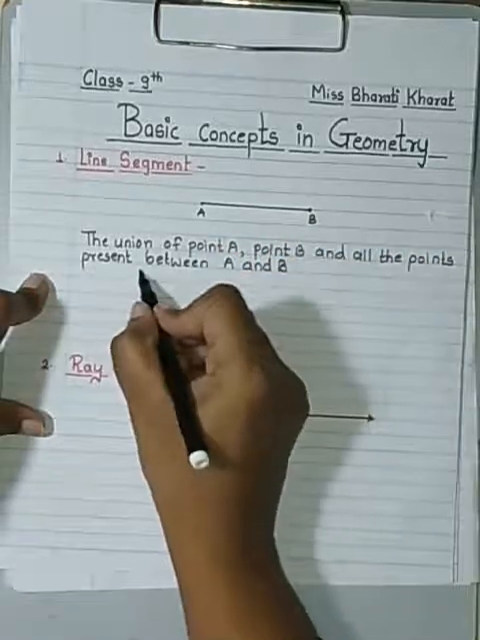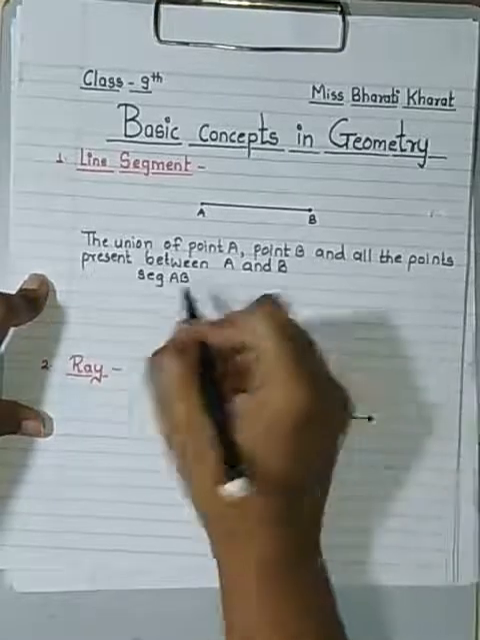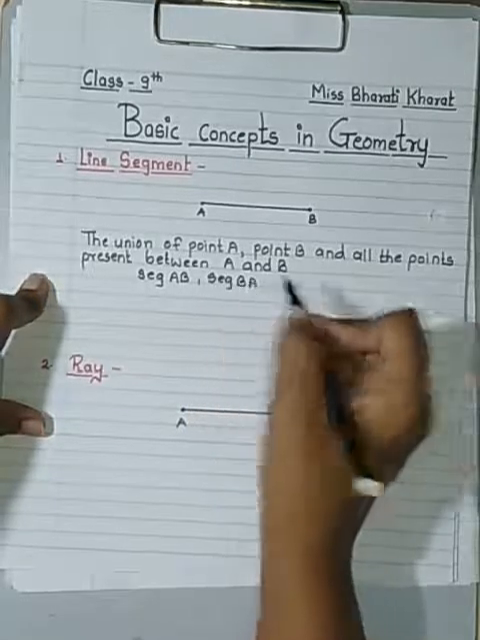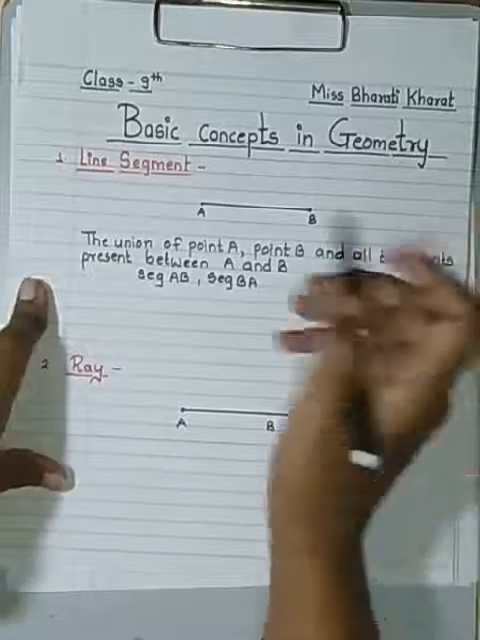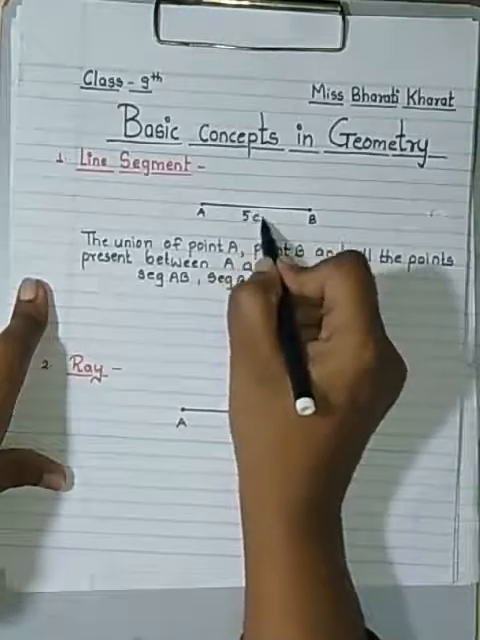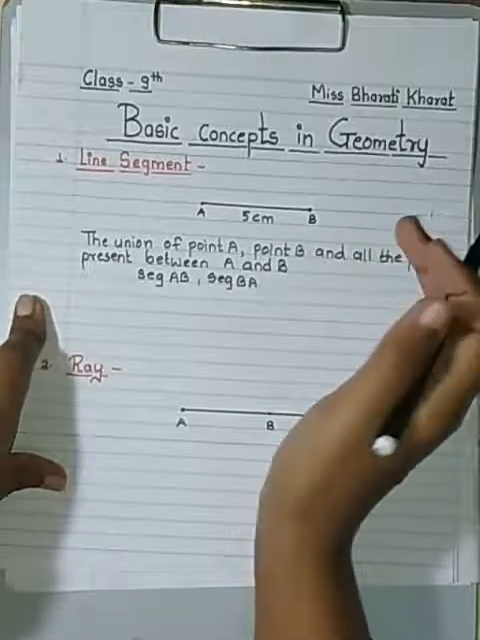Now how do we write segment AB? We write it as segment AB, or it can also be written as segment BA. It is one and the same thing. Now suppose this line segment AB is 5 centimeters.